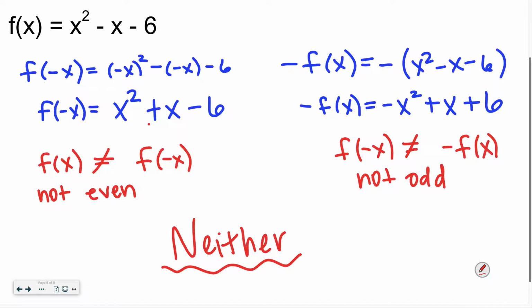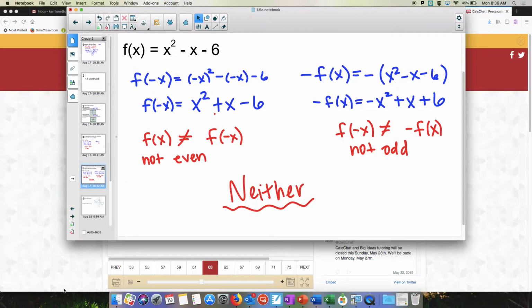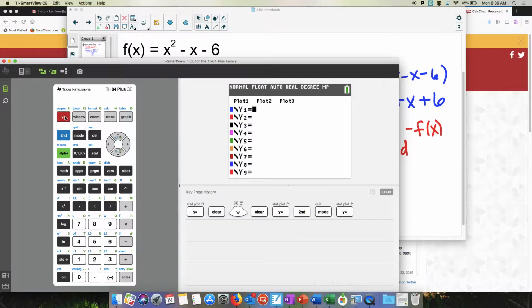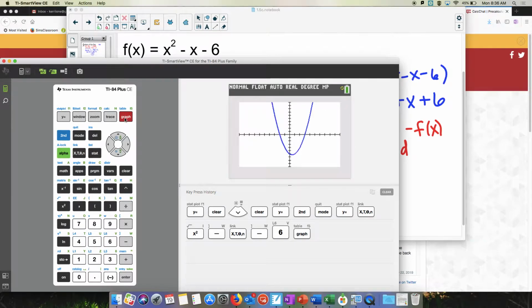What's happening, it was x squared minus x minus 6. We have a parabola and it has symmetry. It just doesn't have the symmetry that we want. Here's the vertex right here. It's shifted over from the y-axis, so it's not symmetric about the y-axis. It's not symmetric about the origin.